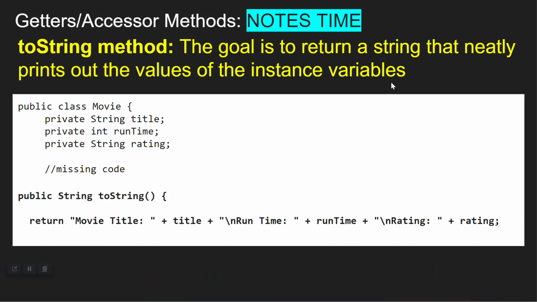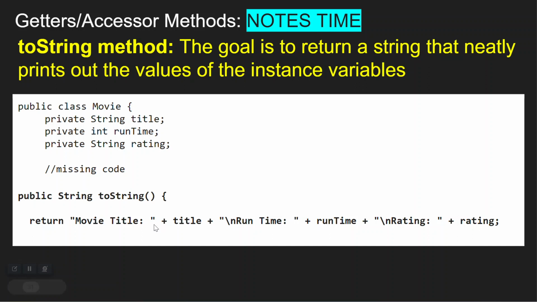All right, so in order to override the toString method that we get from the Object class, we always create our own toString method in each of our class files. And again, the goal is to return a string that neatly prints out the values of the instance variables. So, like I said, very similar to what you see with the get method. The whole goal is to return the values of your instance variables, but you want to neatly label them and format them.